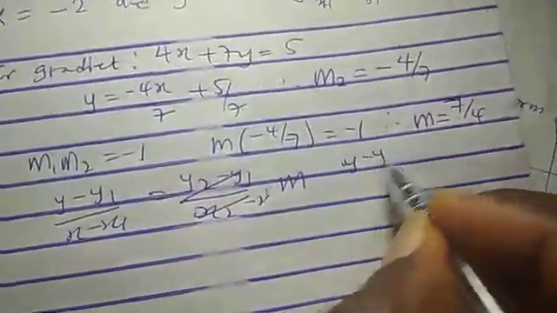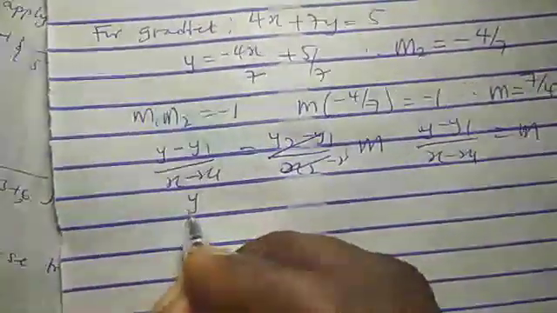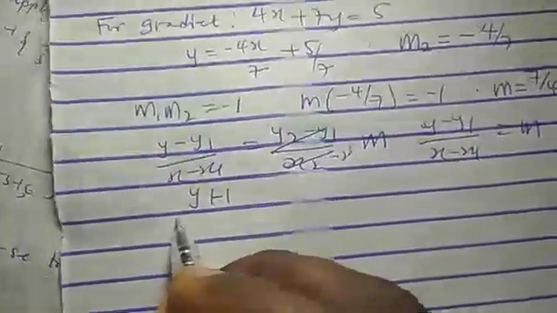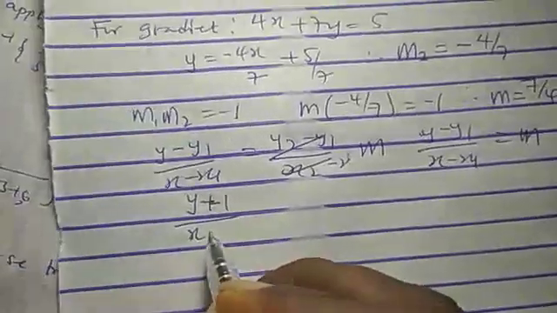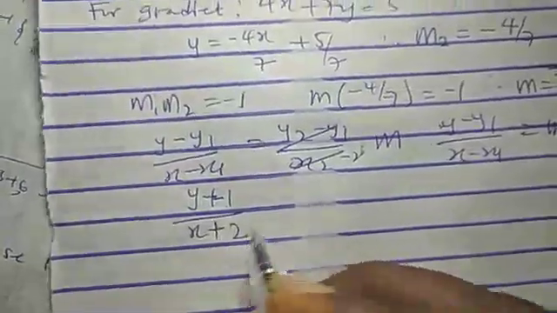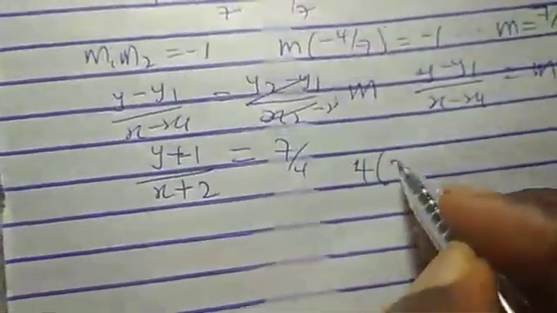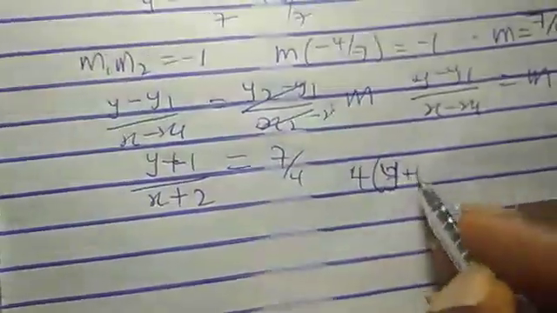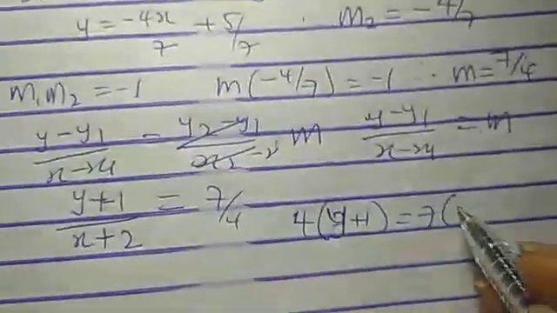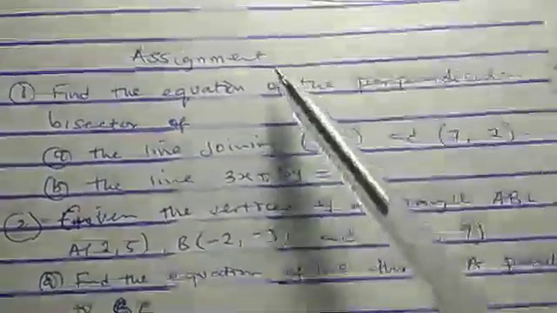Let me write it again. y minus y1 over x minus x1 is equal to m. So from that place, I will now have y minus, our y1 is minus 1, so it becomes plus 1, over x minus, our x1 is minus 2, so it will become plus 2, equal to m. Our m is 7 over 4. So cross multiplying will give me 4 times y plus 1 equal to 7 into x plus 2. Then we can finish this one by ourselves. Let's take this as an assignment.